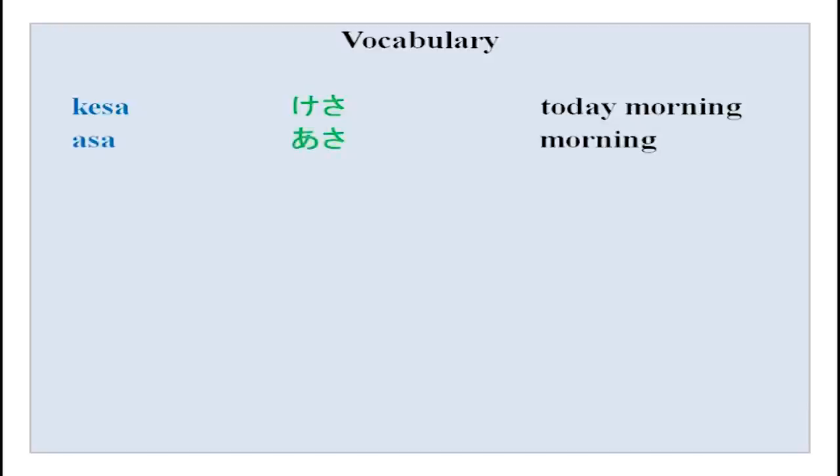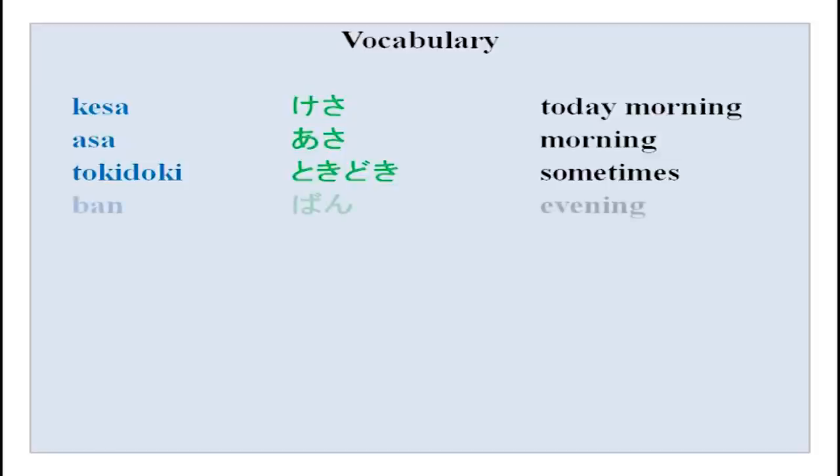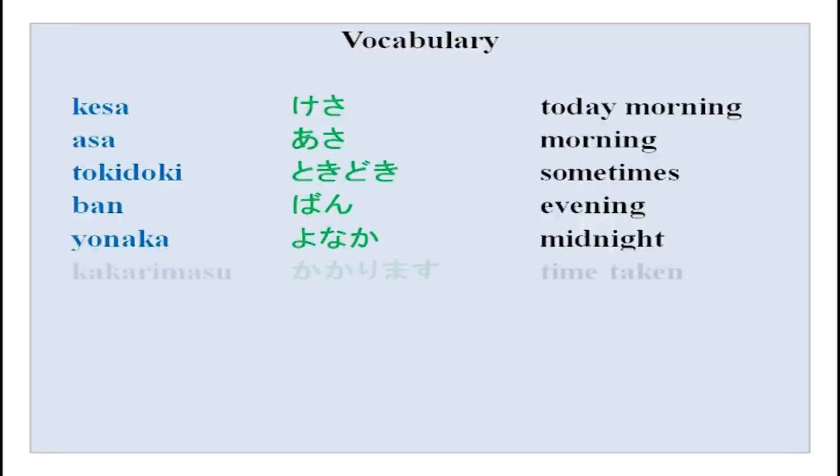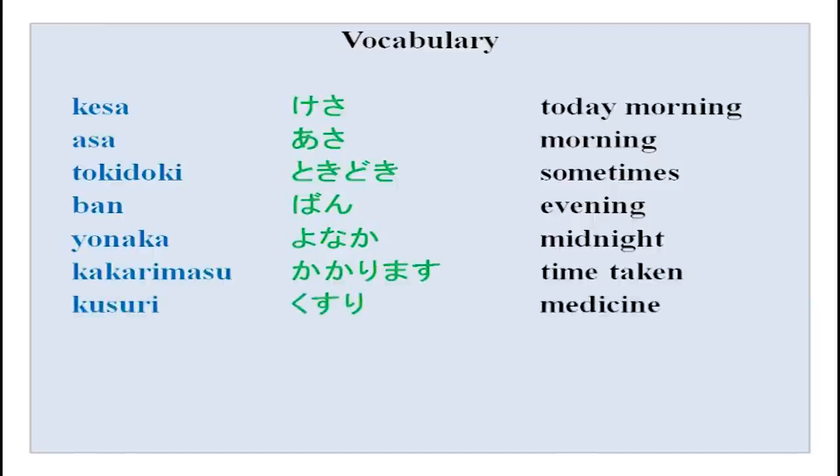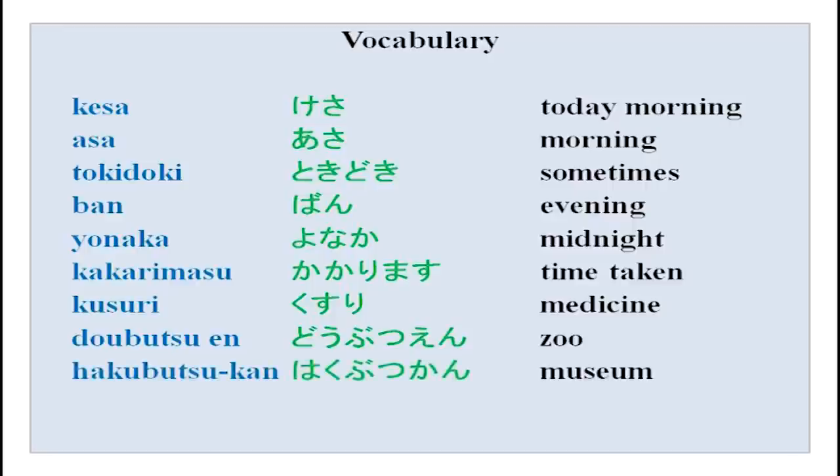Then this is vocabulary. Kesa, asa, tokidoki, ban, yonaka, kakarimasu, kusuri. Doubutsuen. Hakubutsukan. Kabuki.